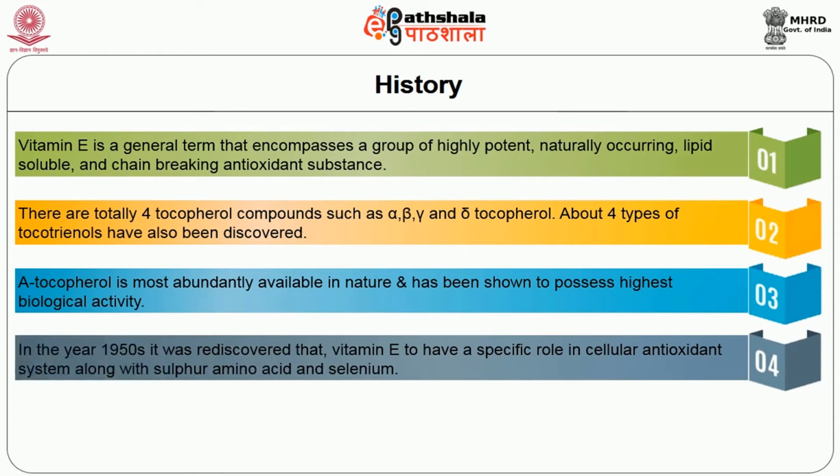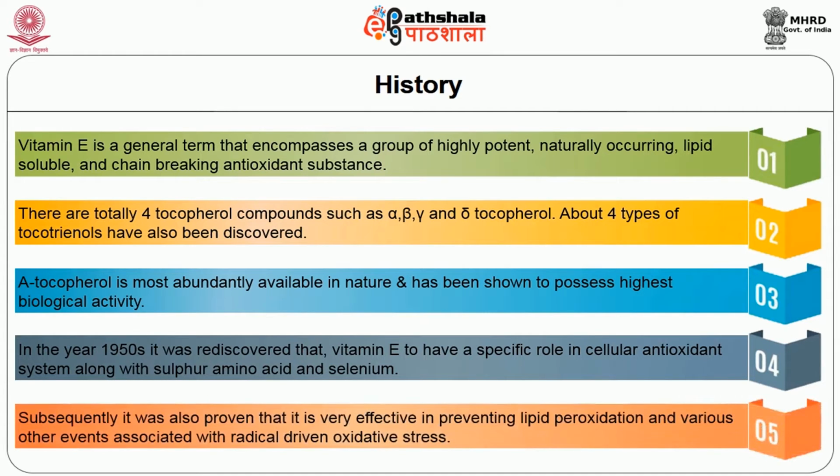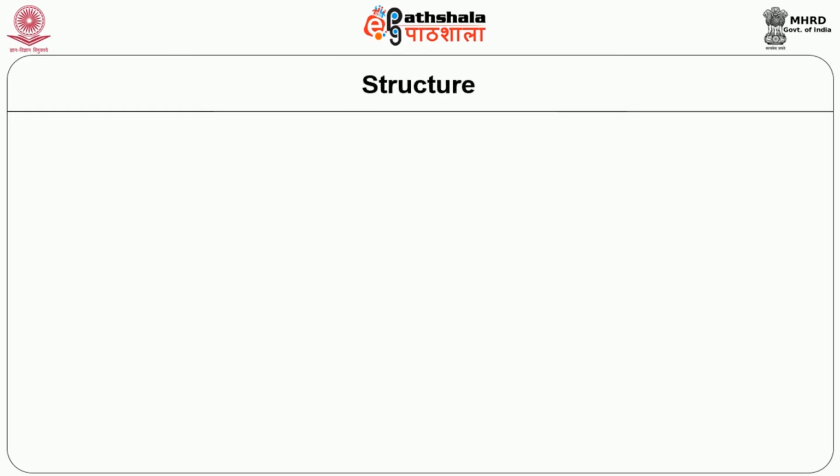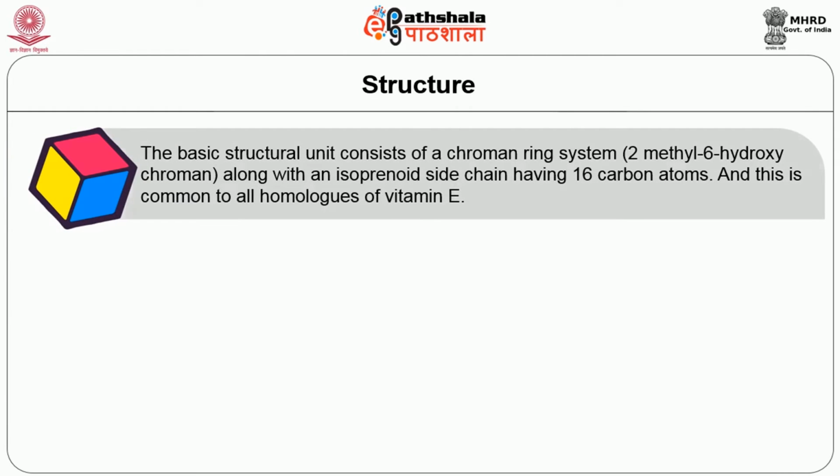In the 1950s, it was rediscovered that vitamin E has a specific role in the cellular antioxidant system along with sulfur amino acid and selenium. Subsequently, it was also proven that it is very effective in preventing lipid peroxidation and various other events associated with radical-driven oxidative stress.